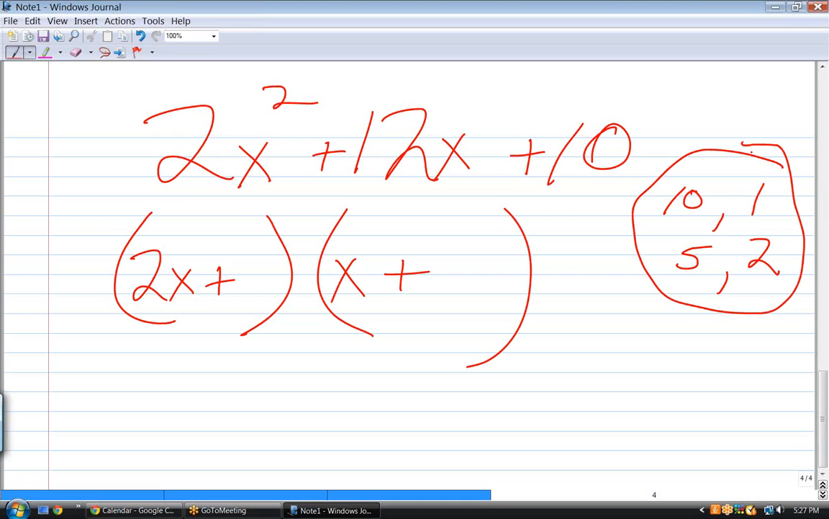Now, when you're doing trial and error, always start with the two factors that are closest together. Which two factors are closest together? The 5 and 2. Okay. So let's try 5 here and 2 there. Does that work?